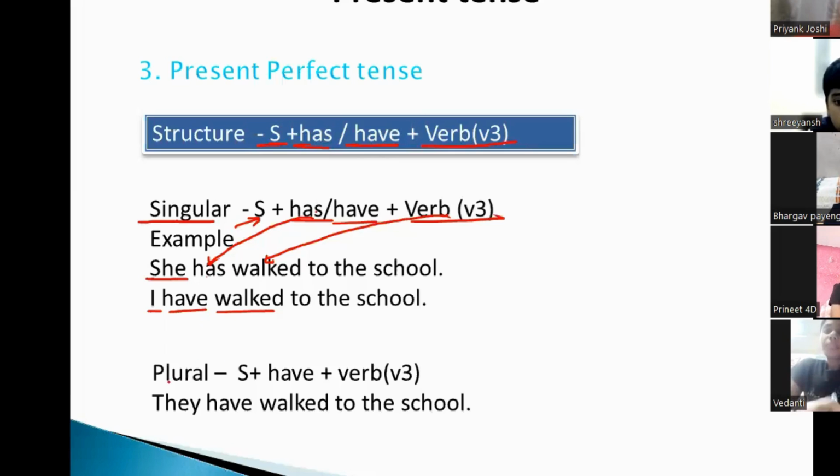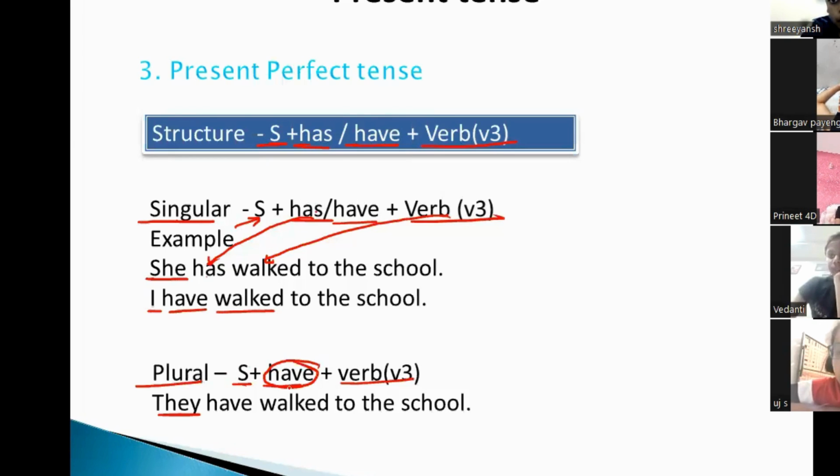And likewise, if your subject is plural, what is the structure? It is like subject plus have plus third form of verb. So, they have walked to the school. Our subject is plural here. They is plural, right? So we have to use have with that. When your subject is singular first person and when your subject is plural, in both cases you have to use have as your helping verb, and third form of verb, like they have walked to the school. Following your structure. Clear, everyone?